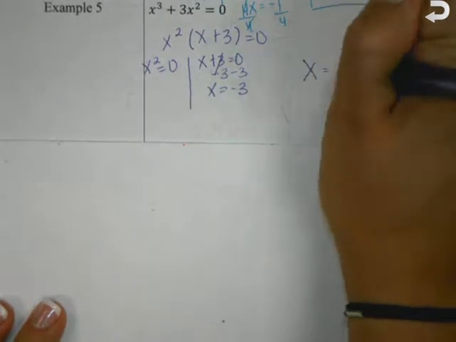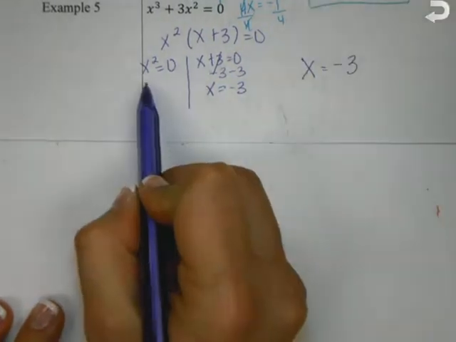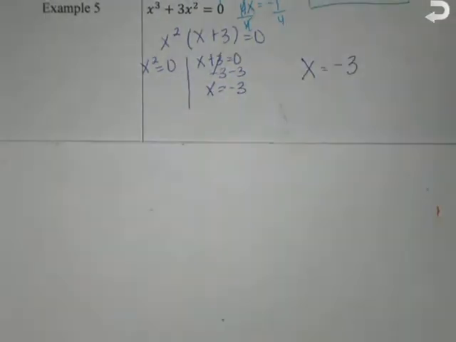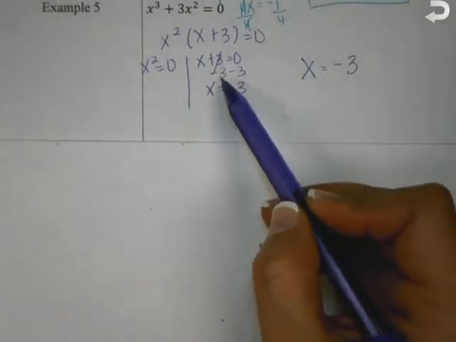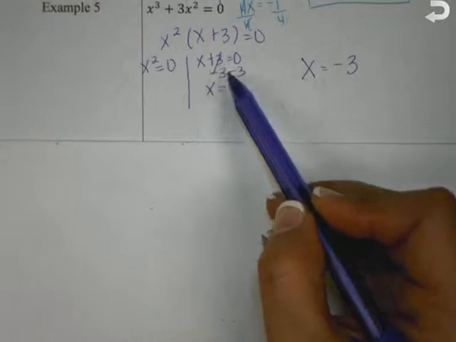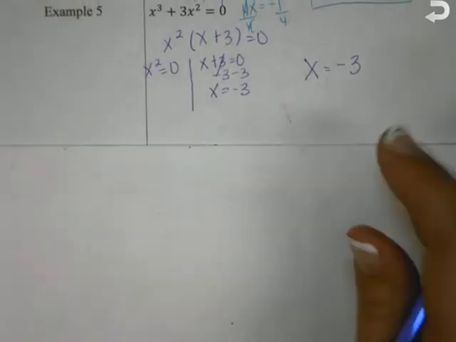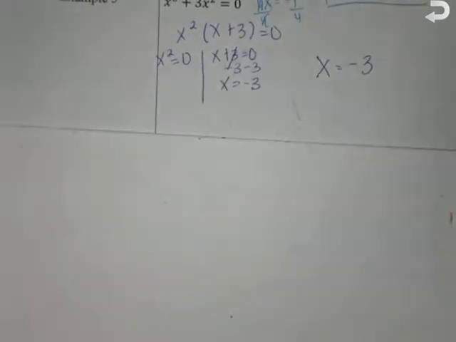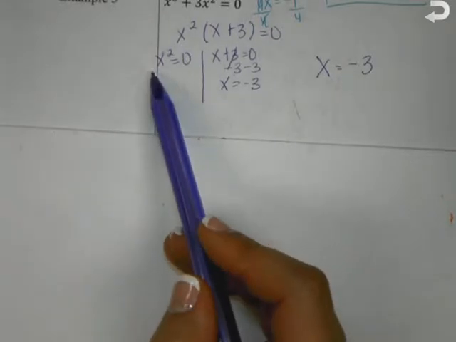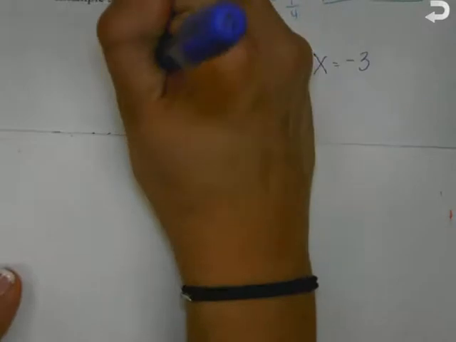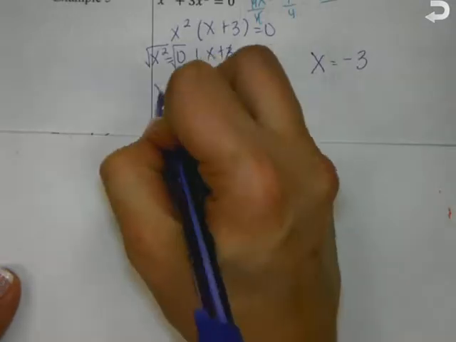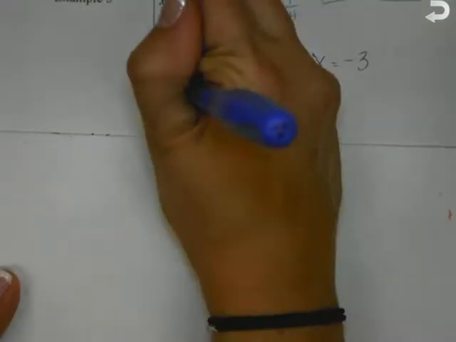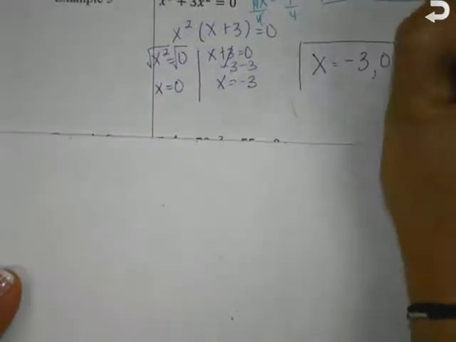Now think back to Algebra 1. On the right-hand side, I subtracted 3. Why did I subtract 3? Because it's the opposite of addition. So if I have x squared here, what's the opposite of x squared? Square root, yes. So if I take the square root of both sides, what's the square root of x squared? X. So we get x equals 0. So my other answer is 0. Okay? Does that make sense? That was very, very good.